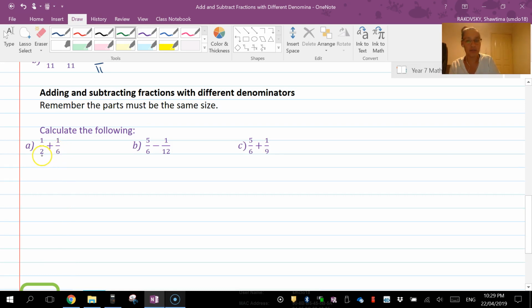Now I know that 6 is the lowest common multiple for both of these, and that's because it goes 2, 4, 6, and 6 is already here. So I need to think to myself, what do I need to multiply 2 by to give us the product of 6?